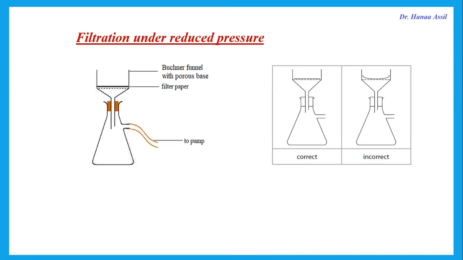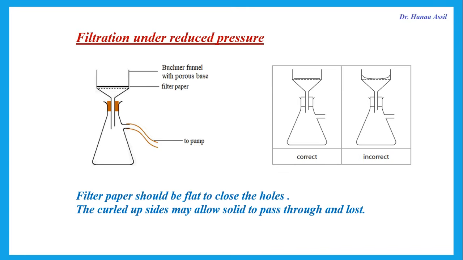Of course, the filter paper should be placed so that it is horizontal, covering the holes at the bottom of the funnel. We shouldn't have a curled side, because if they are, then some solid may pass through from the sides and pass through the holes and be lost.